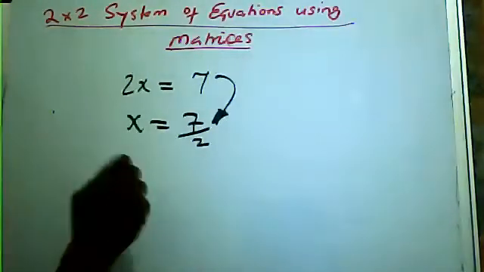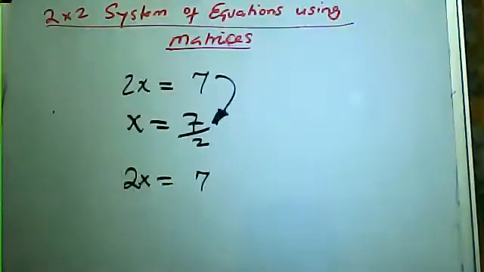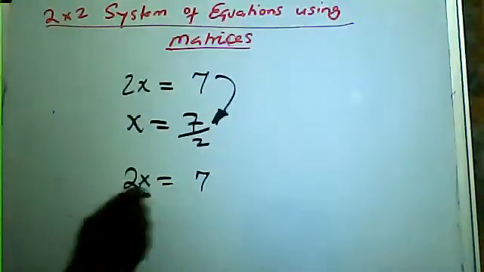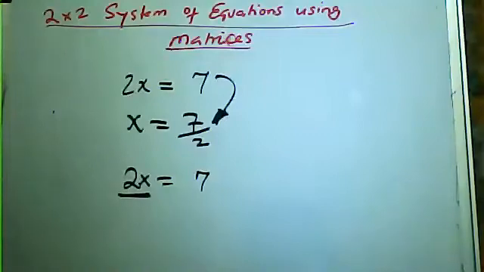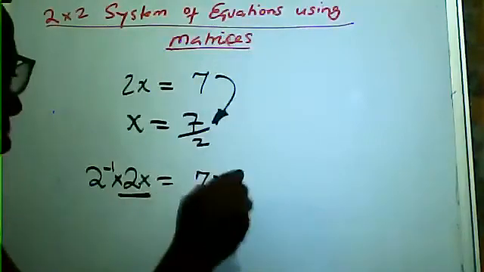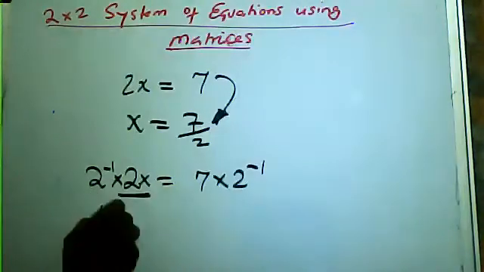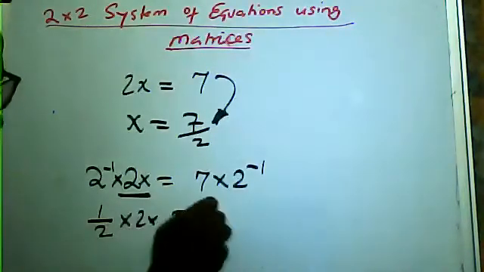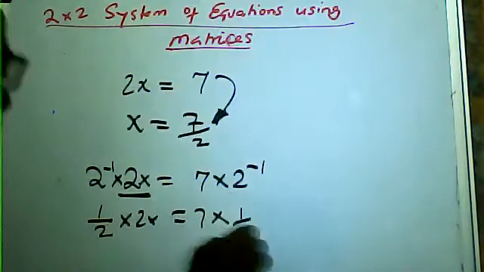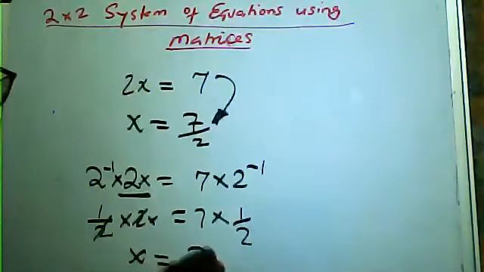So, what happens is that when you have 2x is equal to 7, you multiply here with the inverse of 2. So 2 inverse, and here 2 inverse. Now inverse of 2 is 1 over 2 times 2x is equal to 7 times 1 over 2. This and this cancels. That's how we end up with x is equal to 7 over 2. That is what happens.